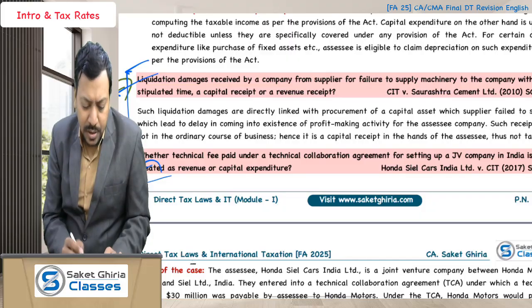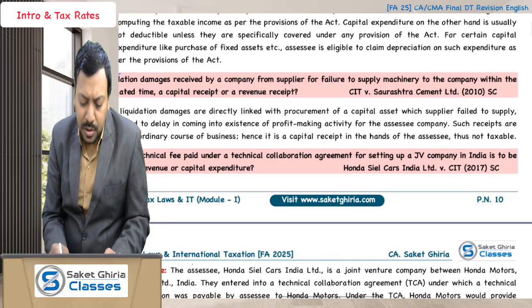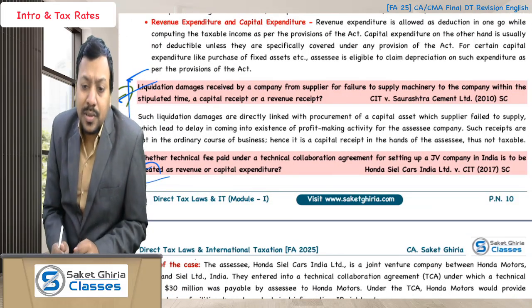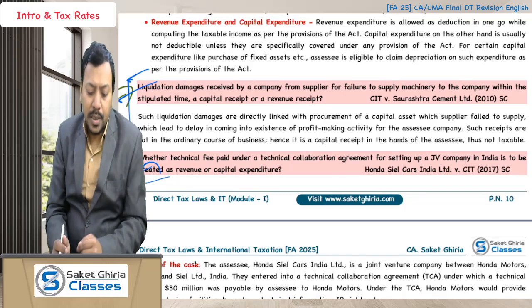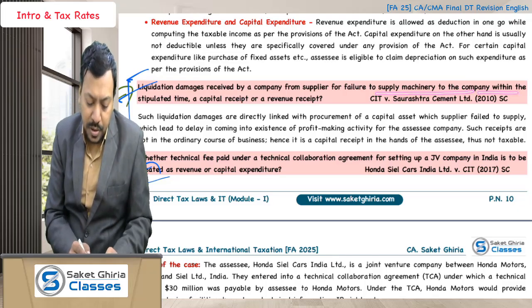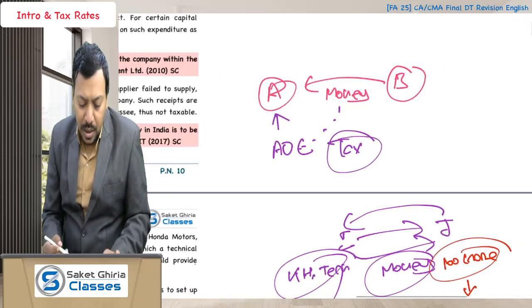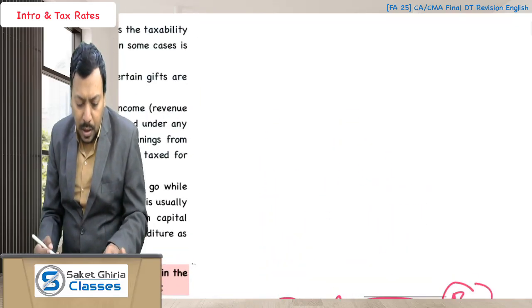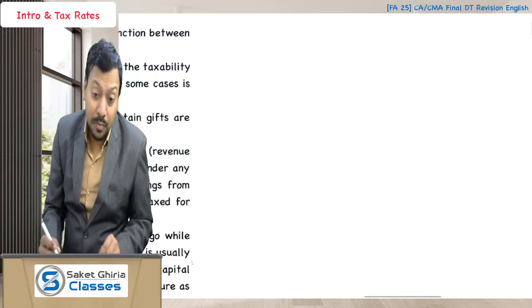So this is the first case: liquidation damages received by the company from the supplier for failure to supply machinery to the company within the stipulated time. Is it a capital receipt or a revenue receipt? Dear friends, before moving to this case law, I will talk a bit about some of the basic aspects.